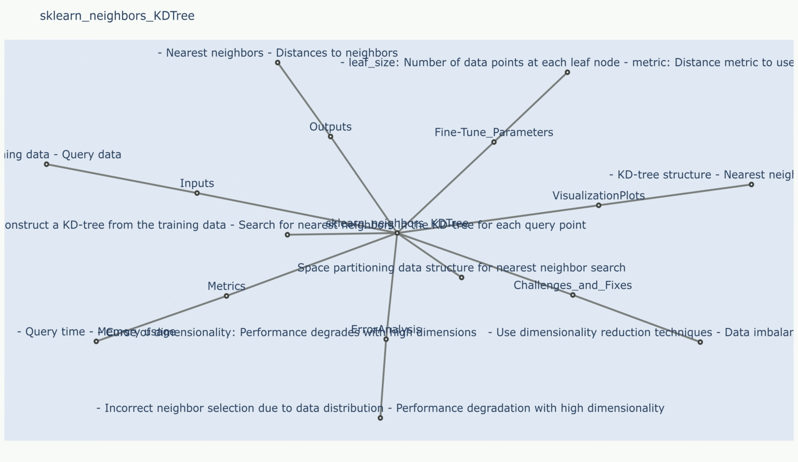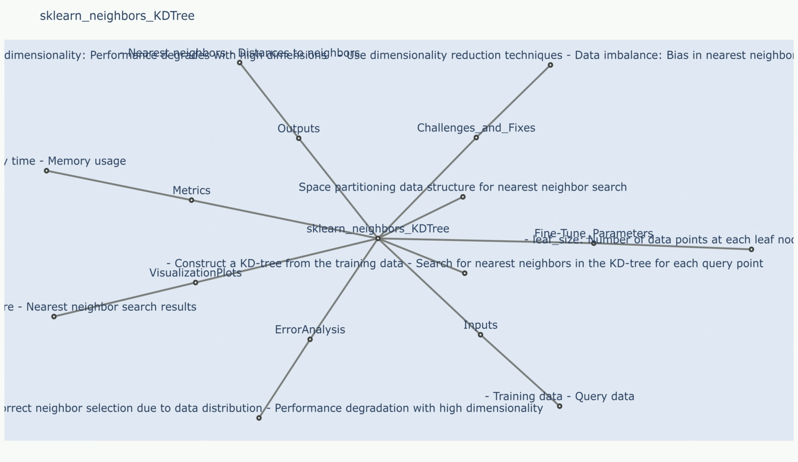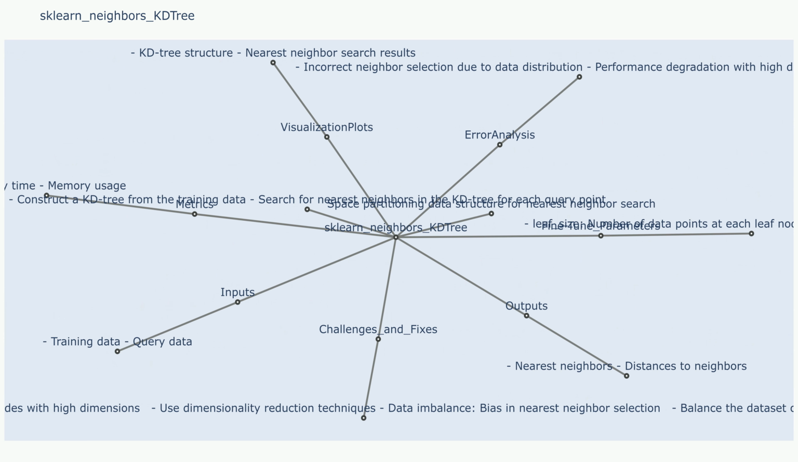Steps. Initialization. Create a KD-tree object with the input data points and the optional leaf size. Tree construction. The KD-tree algorithm recursively splits the data space into cells, selecting the dimension with the largest variance at each level and splitting along the median value of that dimension.